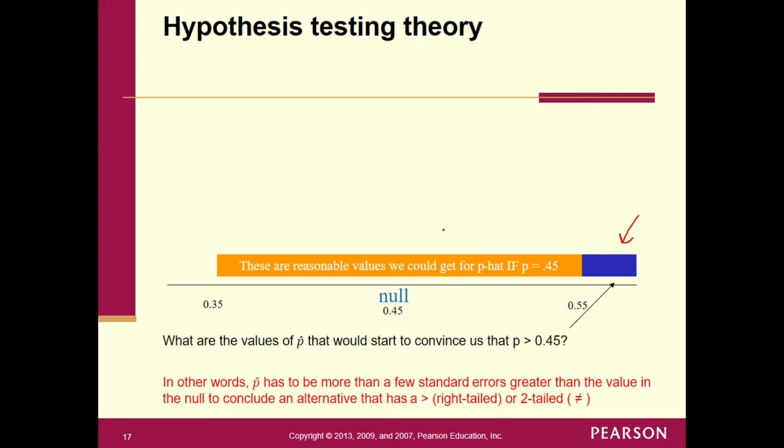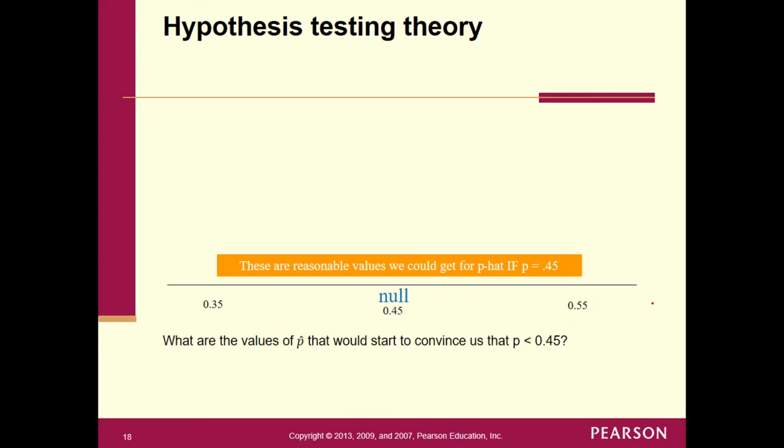If it was just barely greater than 0.45, is that overwhelming evidence? How's this: would you bet $10 million that p is greater than 0.45 if our p hat was just 1 standard error away from it? No, you would have to have convincing evidence. And what's convincing evidence to a statistician? Maybe more than 2 standard errors away. We'll get more specific about that later on.